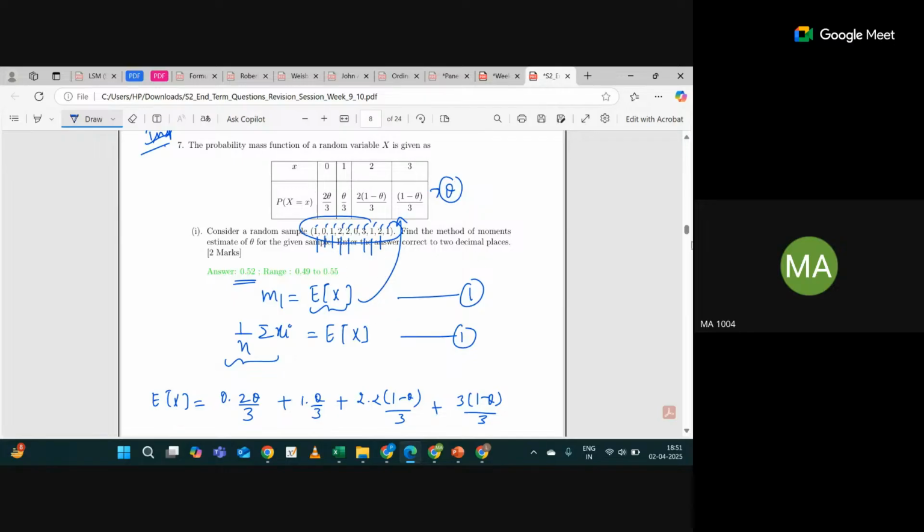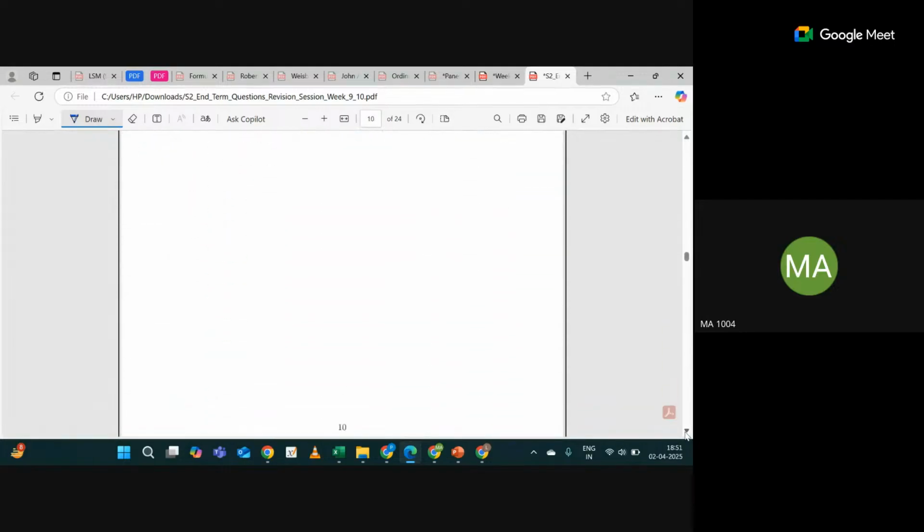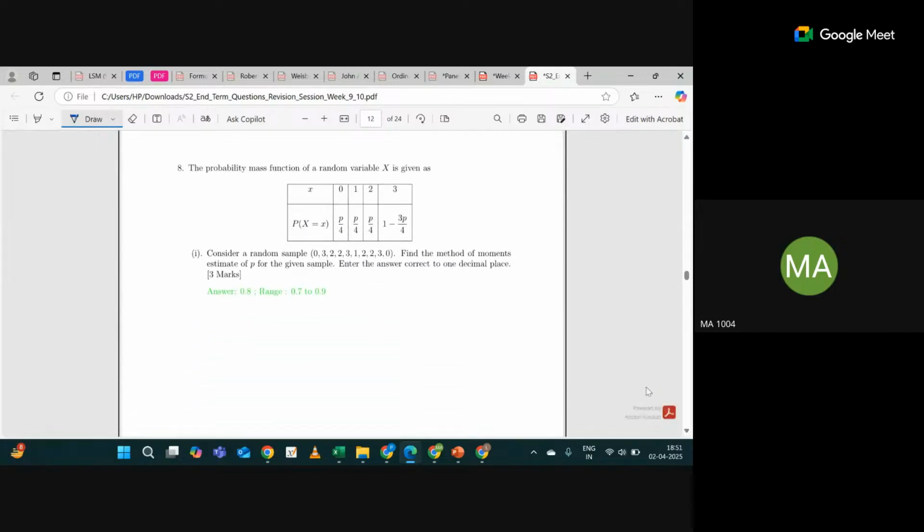Now, there is another question with the help of the method of moments. I think you can try it. I'm just leaving it to you as homework because it is the same, just some different numbers. I'm hoping you'll be able to do it.